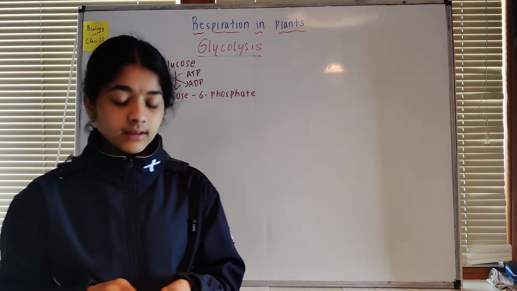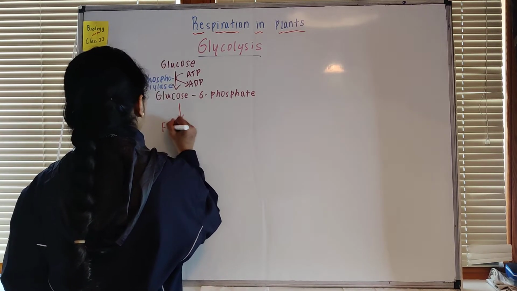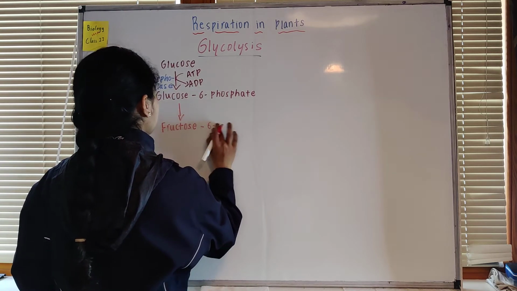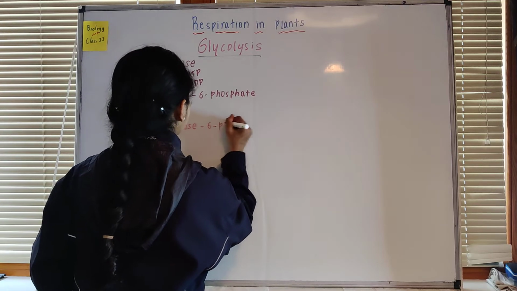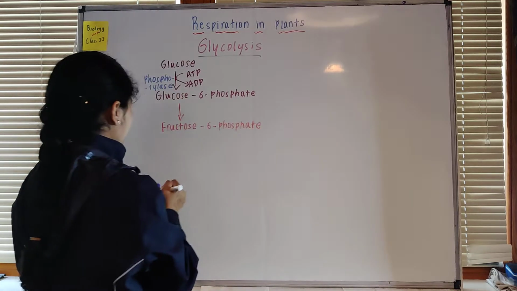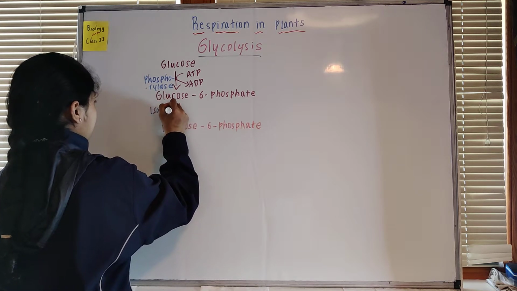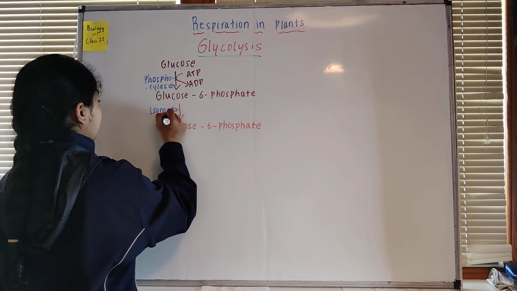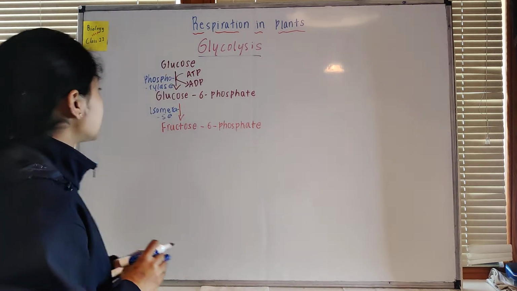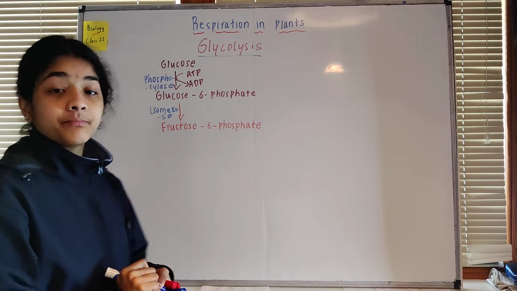Glucose 6-phosphate is converted into its isomer fructose 6-phosphate, and the enzyme which helps in this process is known as isomerase. So wherever isomers are being synthesized, the enzyme is known as isomerase. This is what happens in the conversion of glucose 6-phosphate to fructose 6-phosphate.